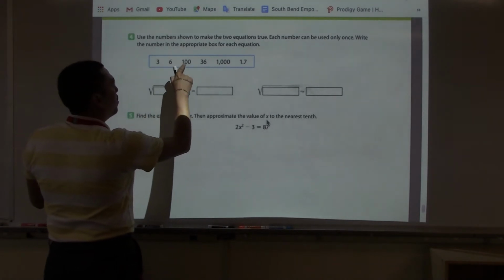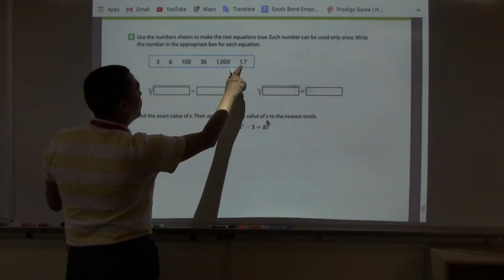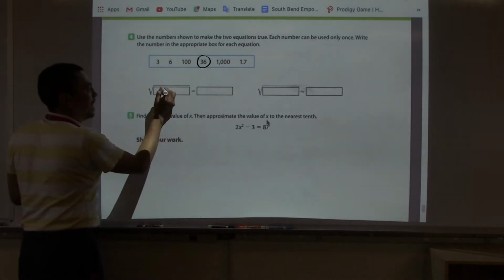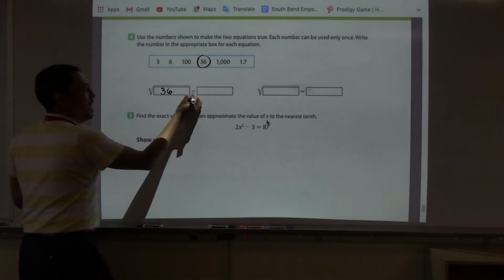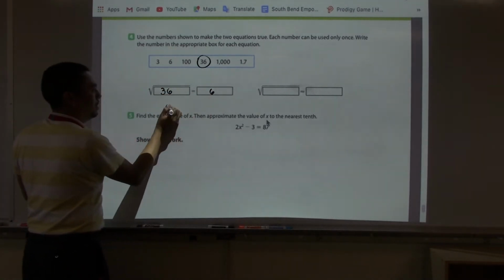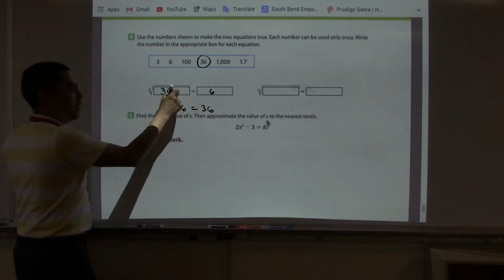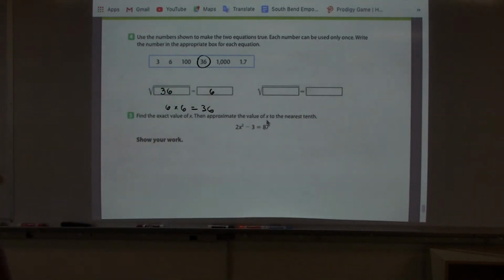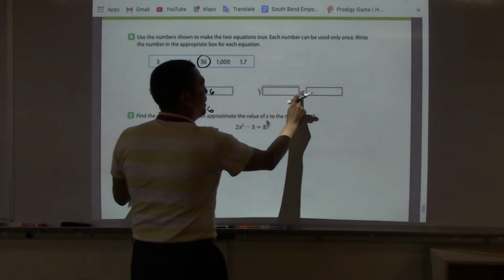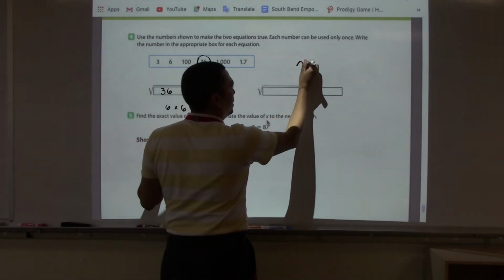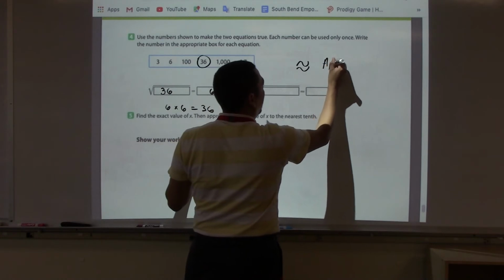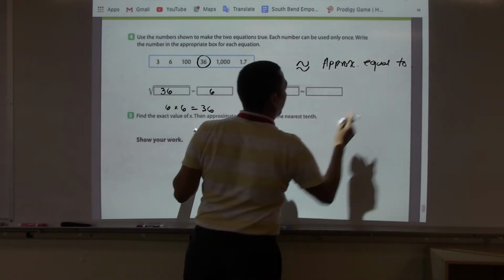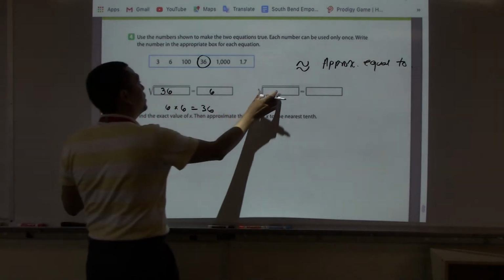3, 6, 136, 1000, 1.7. I know 36 is a perfect square. So I can calculate the square root of 36, which equals 6. 6 times 6, 36. Perfect square. Now here, you need to be careful. In my book, I have this sign. This one is not equal. It looks like equal, but it's this symbol, and this one is approximately equal to. So it's an approximation. That means we are not going to have a perfect square.